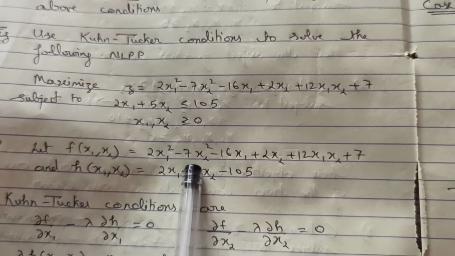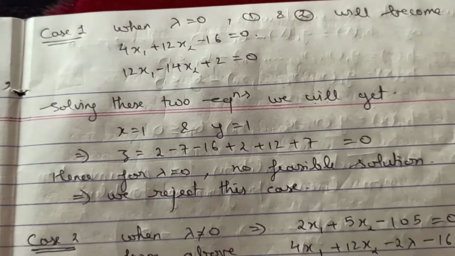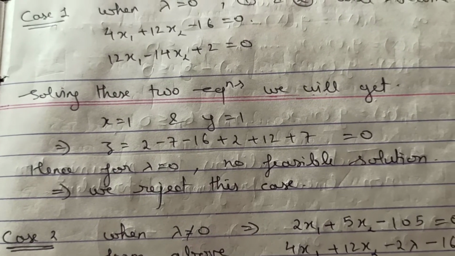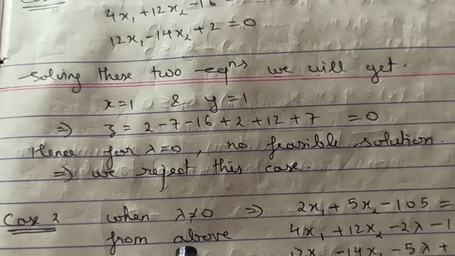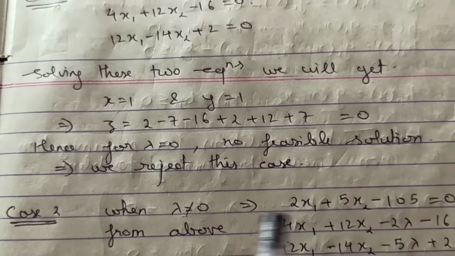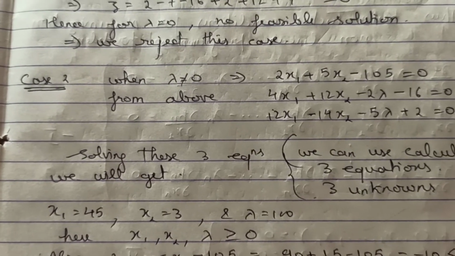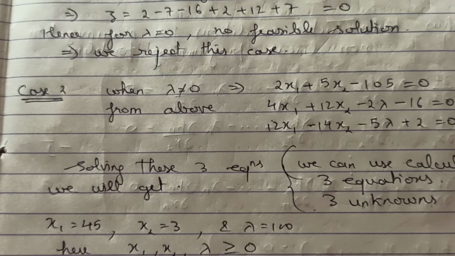So what we will have is 2 minus 7 minus 16 plus 2 plus 12 plus 7, right? So what value do we get? 0, but we don't want 0, so this is a trivial solution, right? This is not a feasible solution, this is a trivial solution. So we will reject this case. Now we will check for another one. It is possible that in neither case do we get an optimum solution, but we will check.